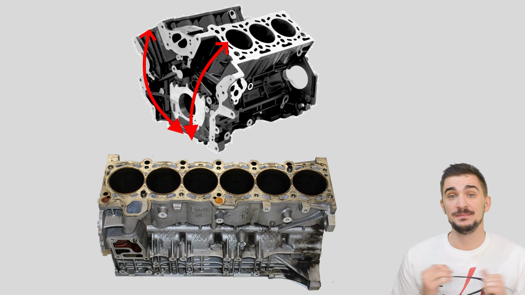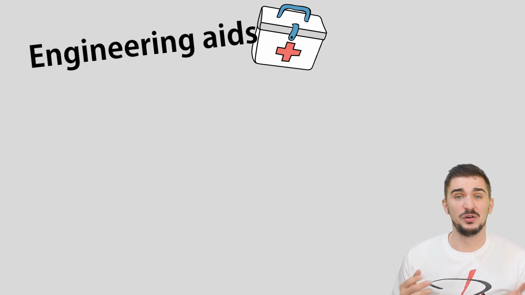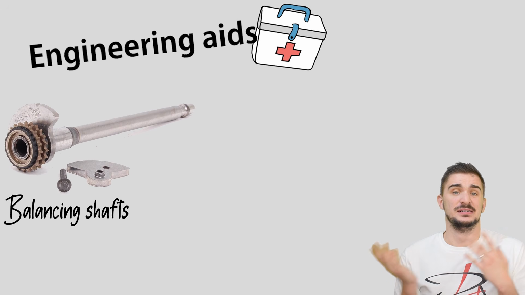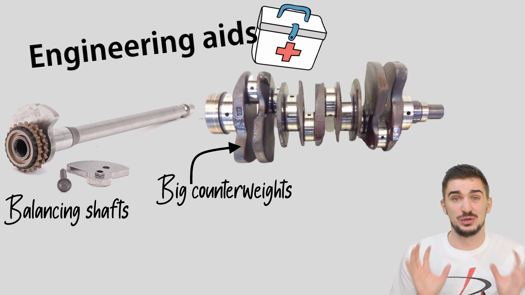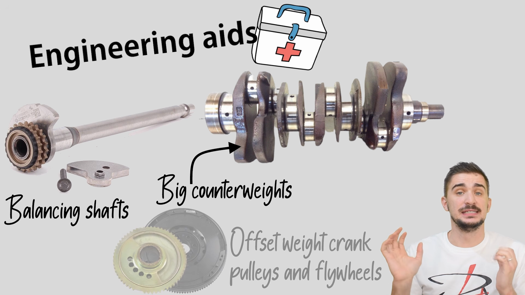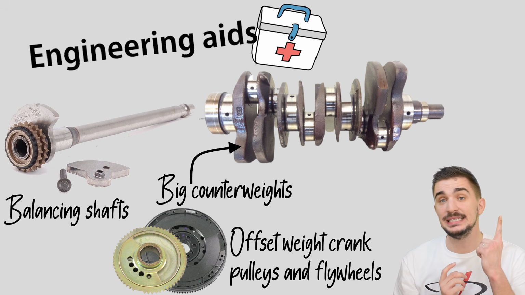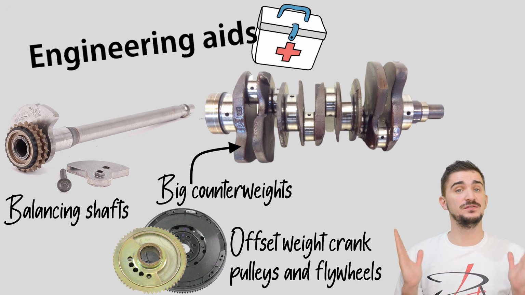And to fix it, the V6 engine needs engineering aids, and they usually come in the form of balancing shafts and/or crankshaft counterweights, large and heavy crankshaft counterweights, and/or offset weights in the crankshaft pulley or the flywheel. But the V6 engine also needs engineering aids to have an even firing interval.